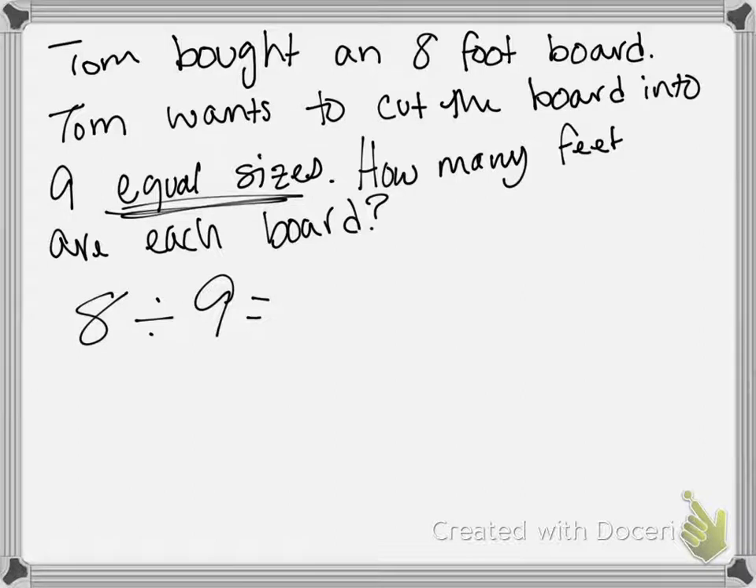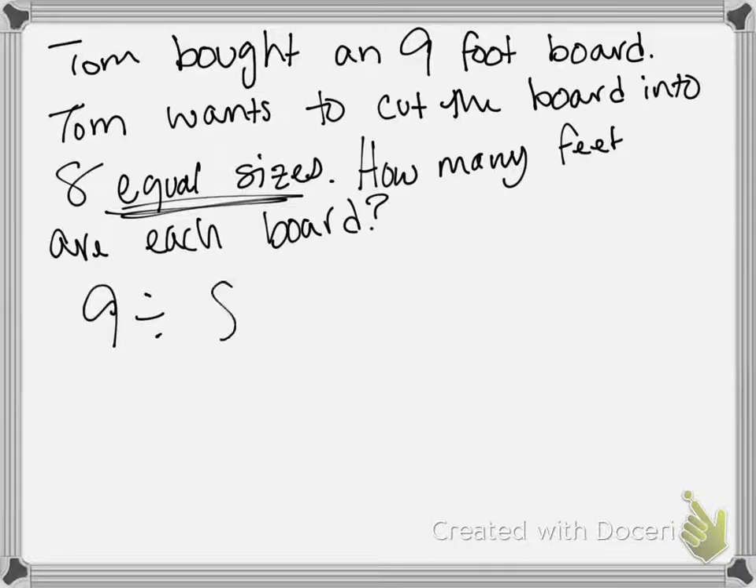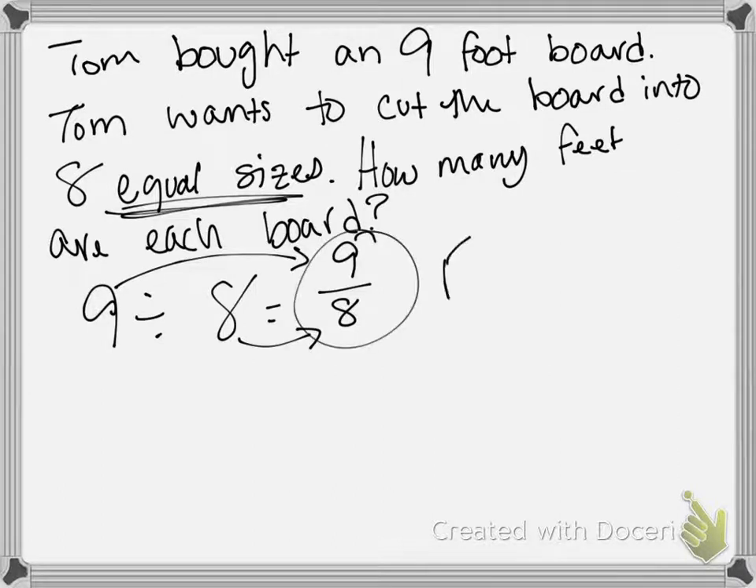Well, what is 8 divided by 9? Let me change these numbers so that we can actually answer it the way I want to. We're going to change it to a 9-foot board with 8 equal sizes. So it's going to be 9 divided by 8. And so 9 divided by 8 is the same thing as 9/8, because we know that the dividend goes in the numerator and the divisor goes in the denominator. Well, this is a fraction greater than 1.